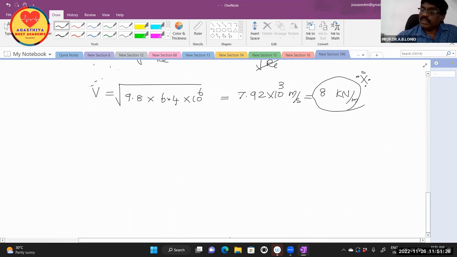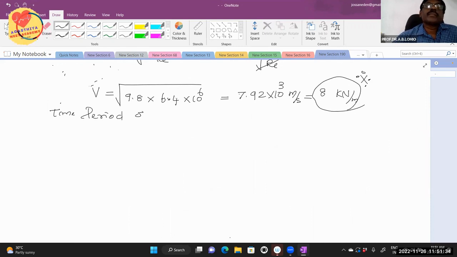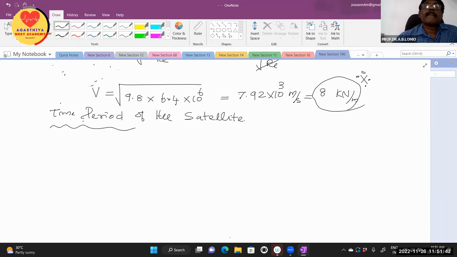Next important terminology, time period of the satellite. What is the time period? It is the time taken by the satellite to revolve around the Earth. Write down this.